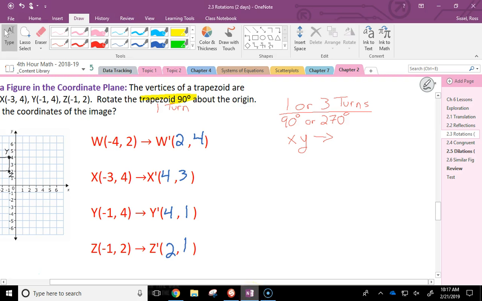Now, look at this. What do you notice between just the numbers? W was 4, 2, now it's a 2, 4. What happened? They flipped. We flipped them. So the numbers end up switching. I don't know if that's the best way to write that, but we will say when X and Y numbers flip, the Y became the X value, the X became the Y.